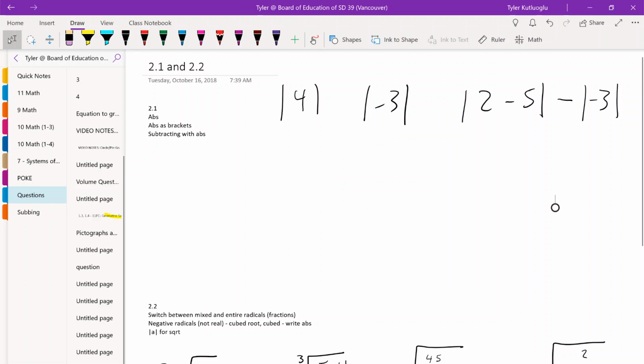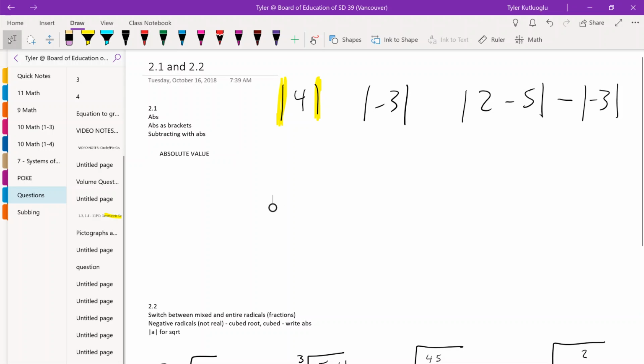All right, I wanted to go over chapter 2.1 and 2.2 for the 11 pre-calc. The first one's about absolute value, and the second one's about radicals. So absolute value is basically when you have these symbols. They look like long vertical lines. They basically mean absolute value. I should probably write that out.